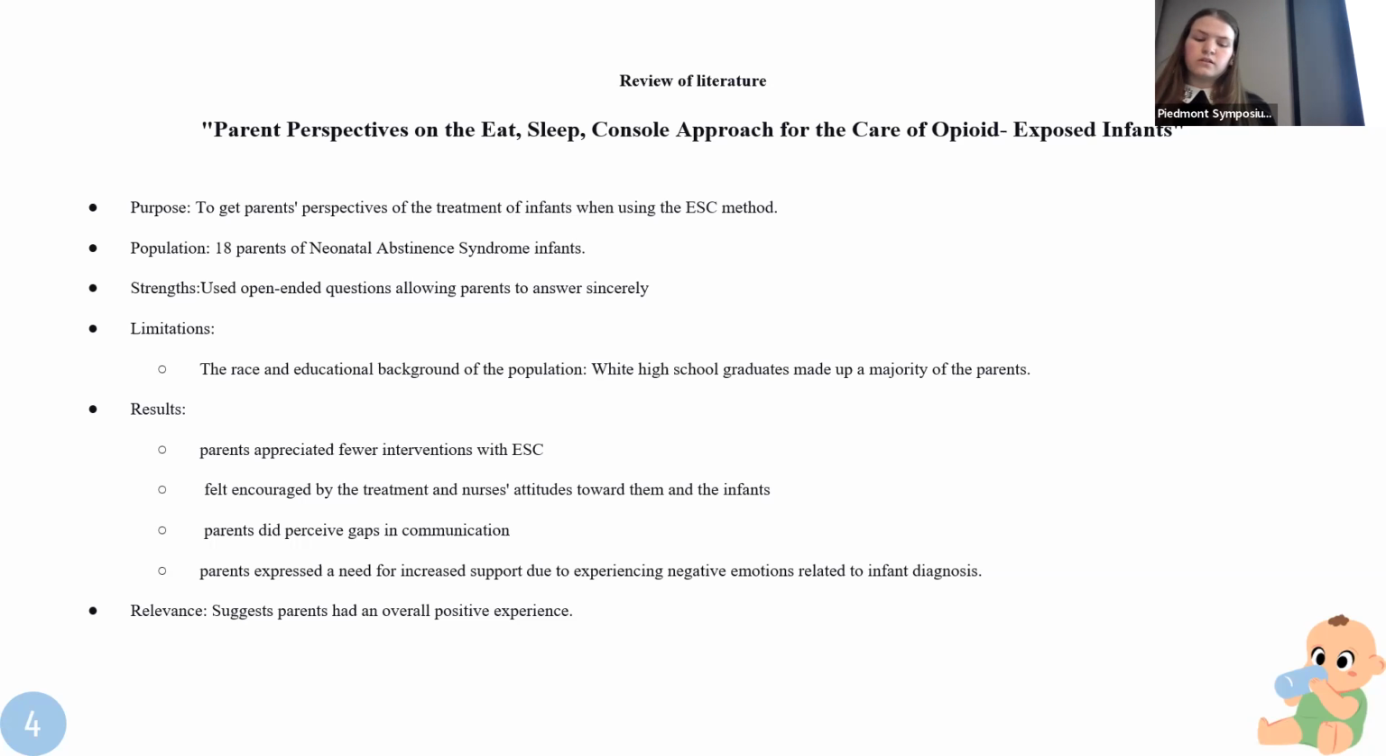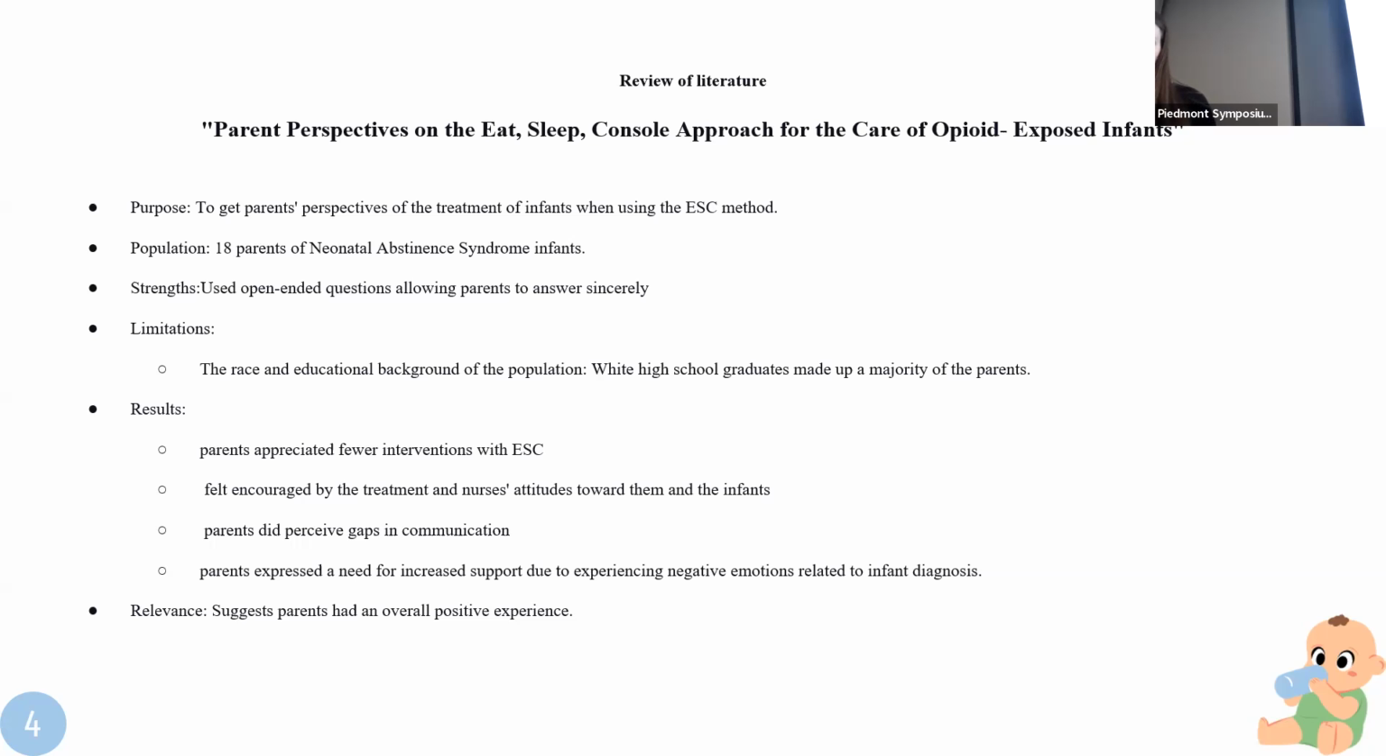The strengths of this article was that it used open-ended questions allowing parents to answer sincerely, and that the interviews were recorded and reviewed by 3 separate nurses. Limitations of this study was population size and the race and educational background of the parents. Majority of the parents were white and had a high school education.